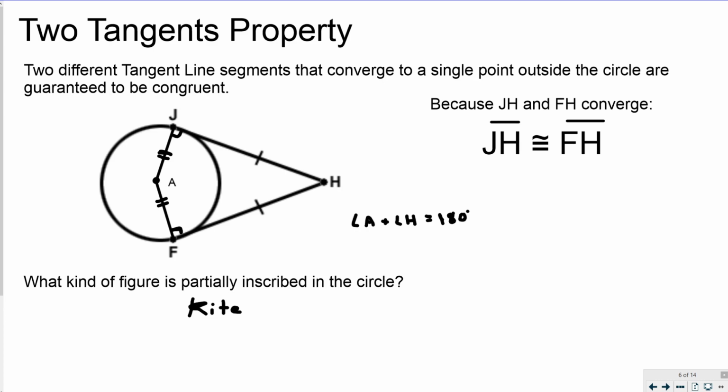So we have some additional information that might help us find angle measurements later. Okay, continuing.